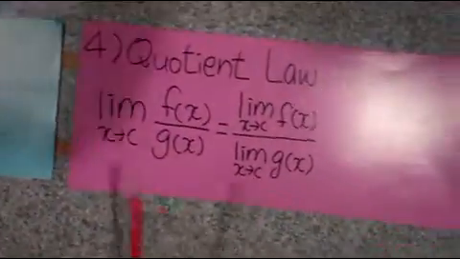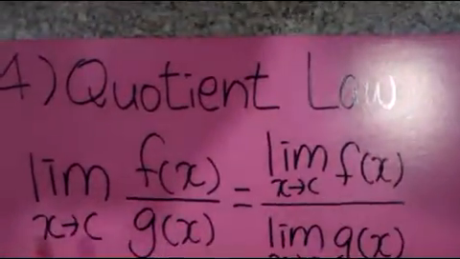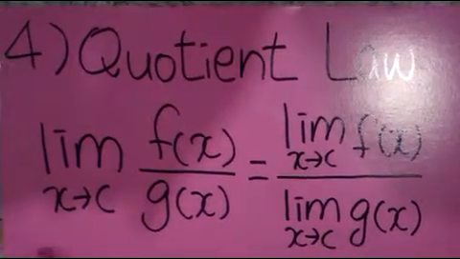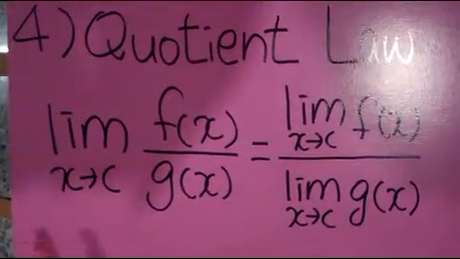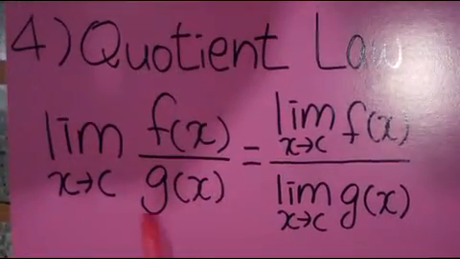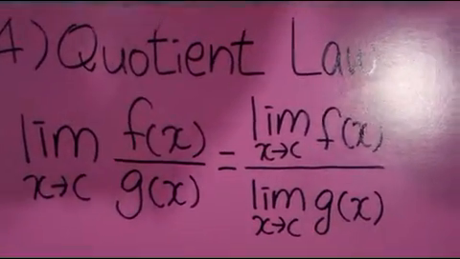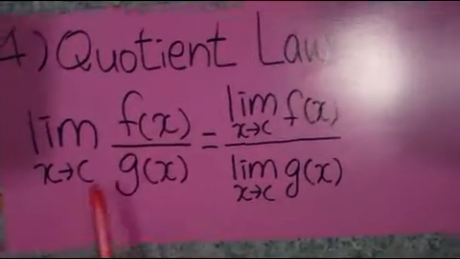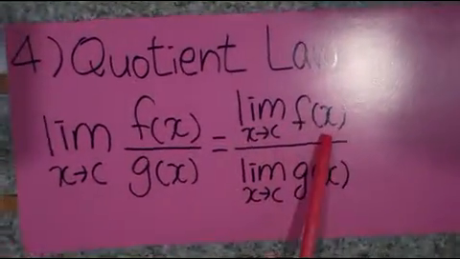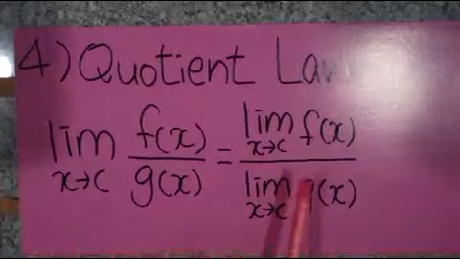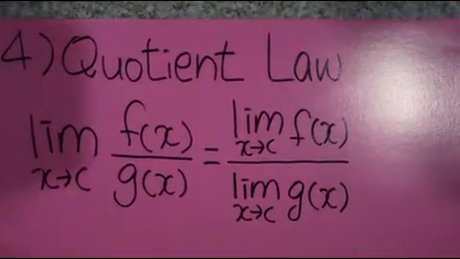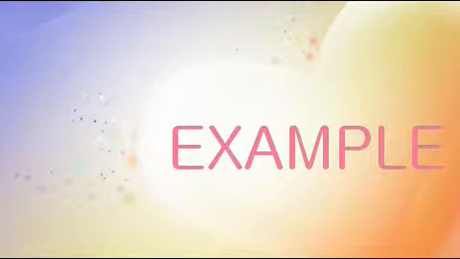Last but not least is the quotient law. This is the law that most of the students have trouble understanding. If limit g(x) is not 0, the limit of f(x) over g(x) as x approaches c equals the limit of f(x) as x approaches c over the limit of g(x) as x approaches c.